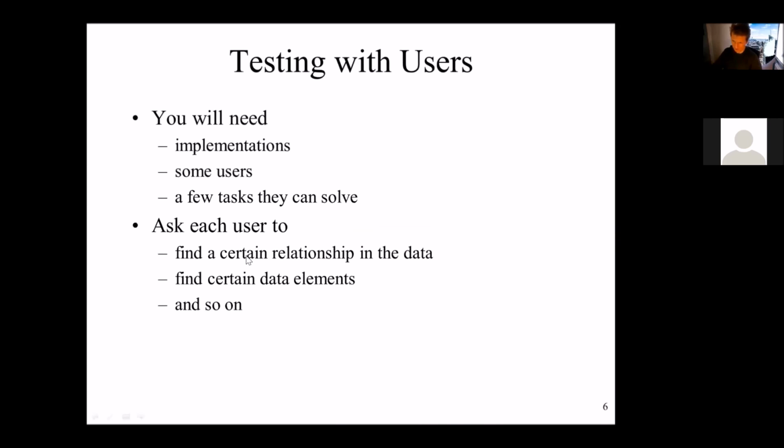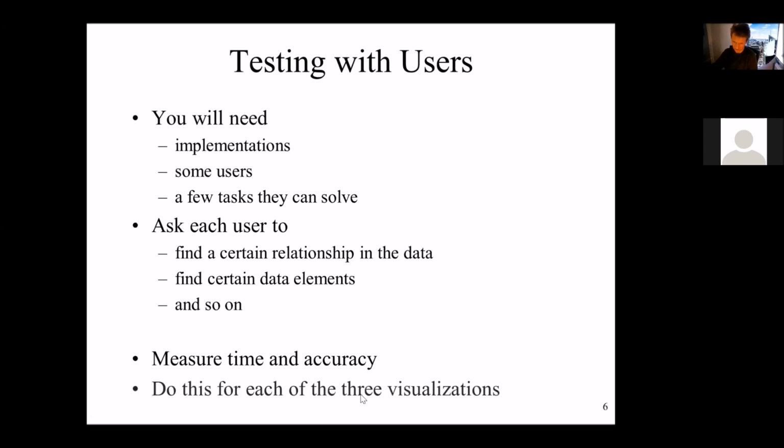Then ask users to find certain relationships in data or find certain data elements and so on, right? Like typical tasks that you have to do when you do a visualization. You have to find relationships and find data elements or find maximum and minima, all these basic tasks that we talked about, right? And measure the time and accuracy that they had solving the task using the visualization that you have given them, right? And do this for each of the 3 visualizations.